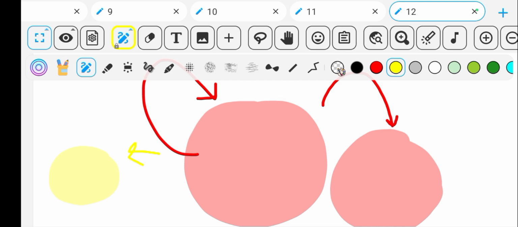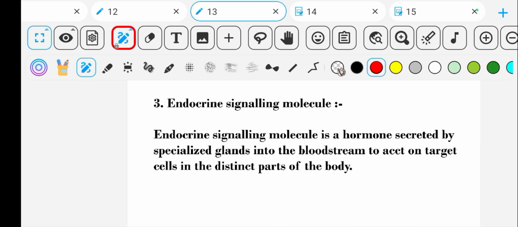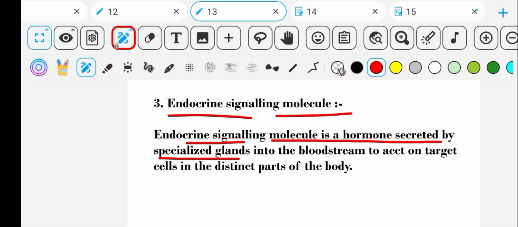Is that clear? So here is your third, which is endocrine signaling. Basically, endocrine signaling involves a hormone secreted by specialized glands into the bloodstream to act on targeted cells in distinct parts of the body. They are a cluster of signaling molecules released by glands in small quantity, known as hormones. They travel through the bloodstream to distant cells, right?